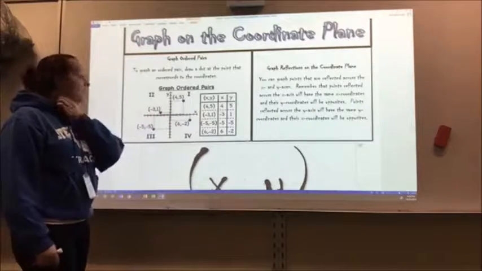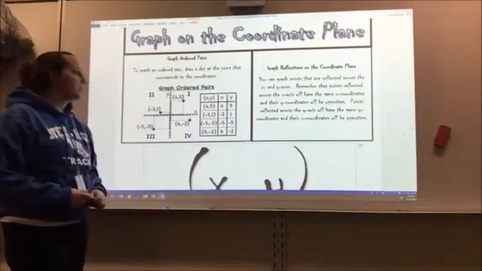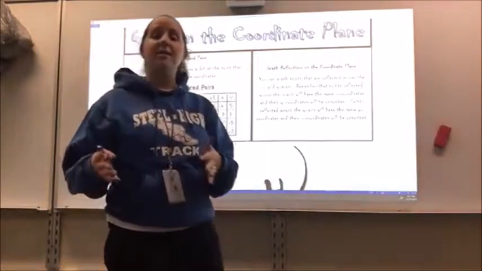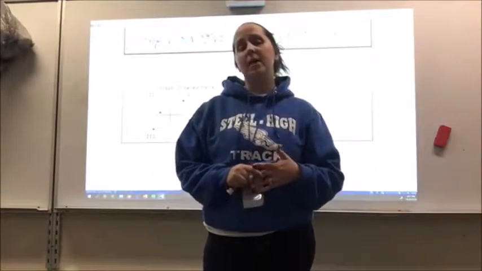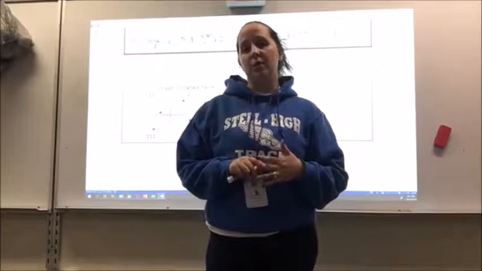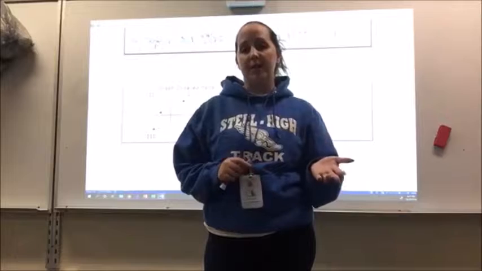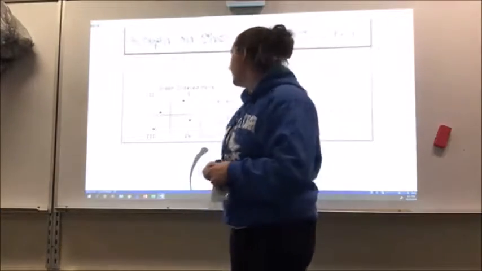So for 6, -2, I went over 6 and down 2. For -5, -5, I went over -5 and down -5. Okay. So the x always tells you to go left or right, and the y tells you to go up or down. Okay? If you're going to the left side, it's usually a negative. If you're going to the right, it's positive. If you're going up, it's positive. If you're going down, it's negative.